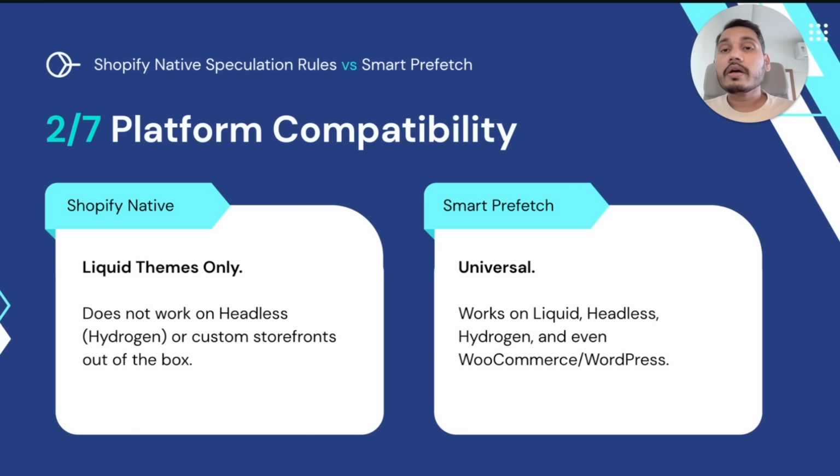While Smart Prefetch is platform agnostic. It works for Shopify, and we also have a plugin available for WooCommerce and WordPress. You can literally use it on any platform, even Laravel, because the rules are not hard-coded. We discover the URLs based on the navigation pattern, and as your traffic grows, as we see more navigation data, AI training happens better, and then it makes us do speculation better. So Smart Prefetch works on all themes, including Liquid themes. It works on headless storefronts. It works on Hydrogen theme and all platforms outside Shopify as well.